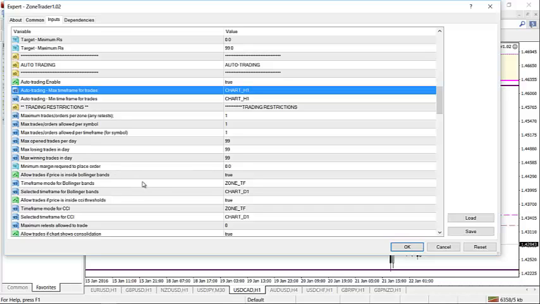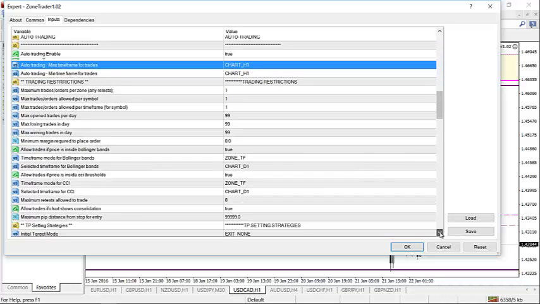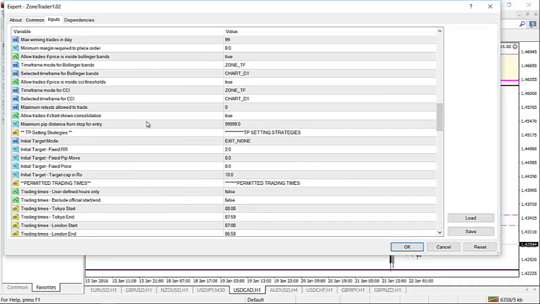You can also bring in Bollinger Bands. So for example, you can say only place a trade if you're inside a zone and you're outside of the Bollinger Band, so at an extreme in price. You can also use the CCI index. So for example, if it's over 100, then you can take a sell. And there's a whole load of other things we can do. Maximum retests allowed to trade. So even if you have zones that have been retested 3 times shown on the chart, you can still restrict the trading to only place an order on the first retest.